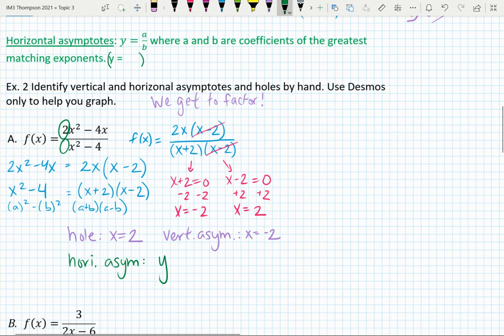Horizontal asymptote is going to be y equals a over b. A is standing for this number 2. B is standing for, well, there's not a number there, but that's just going to be a 1. So my horizontal asymptote is going to be 2 over 1, or we usually just write that as 2. A lot of information. And I still get to graph.